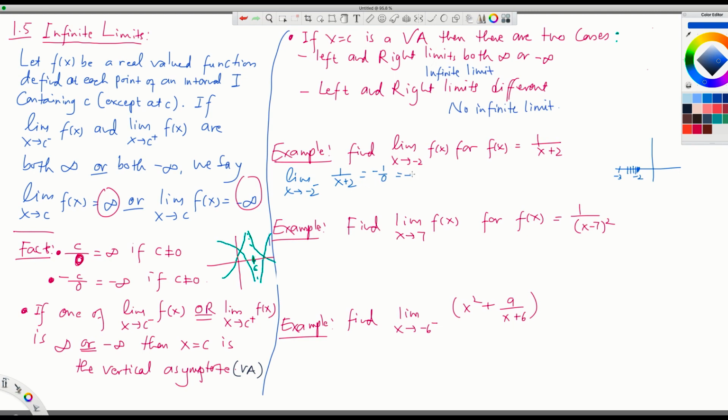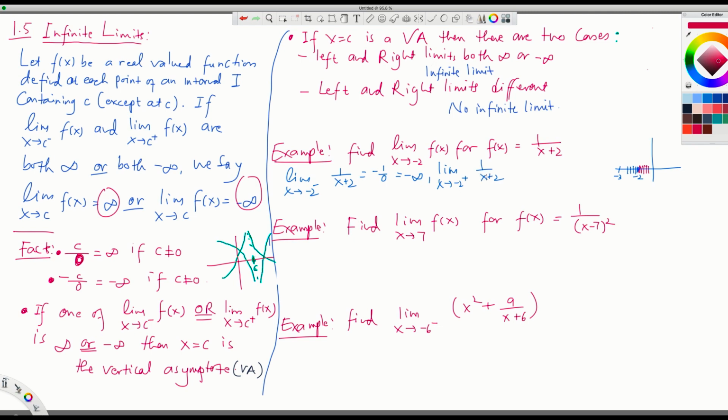So basically this value is negative infinity. How about the right limit? Limit x tends to negative 2 plus of 1 over x plus 2. Basically we are going to x plus 2 from the right side, right? Negative 1, negative 1.5, negative 1.6, negative 1.9, negative 1.99, negative 1.999 and so on. In that case, you will get this number positive, right?